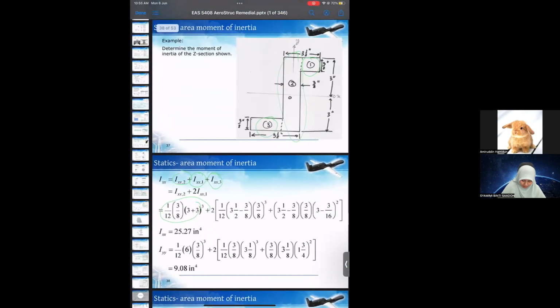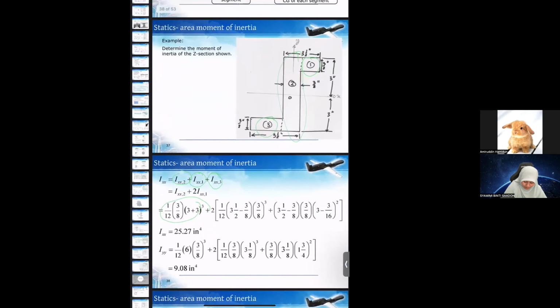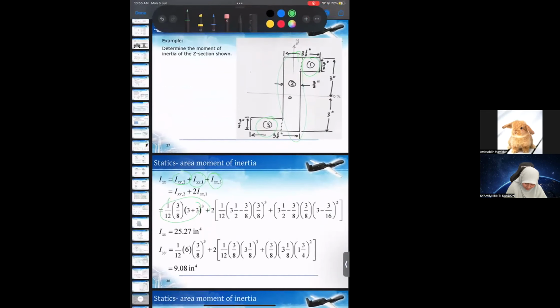So 1 over 12 for a rectangle. The B here is 3 over 8, so we write 3 over 8. And the D is this one, 3 plus 3 inch, to the power of 3. That is the moment of inertia for surface 2.